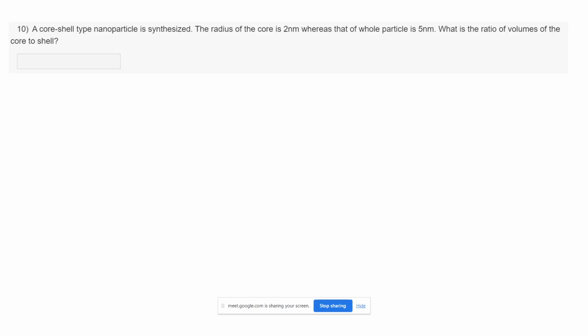Okay, we have reached the last question. So the last is a numerical type question. A core shell type nanoparticle is synthesized. The radius of the core is 2 nanometer, whereas that of the whole particle is 5 nanometer. What is the ratio of volumes of the core to shell?